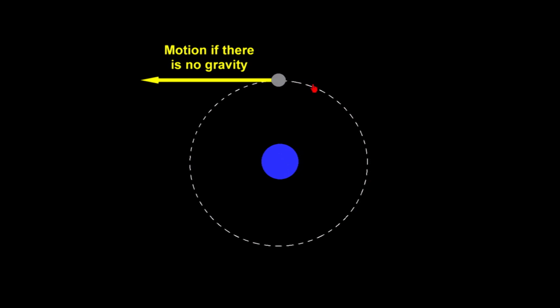So it has a speed in one direction, and if we were to be able to shut off gravity, what would happen is the moon would just follow the yellow arrow and keep on going. So without gravity, the speed of the moon would just go, and it would leave our solar system and go away. But of course, there is gravity. We can't shut off gravity.